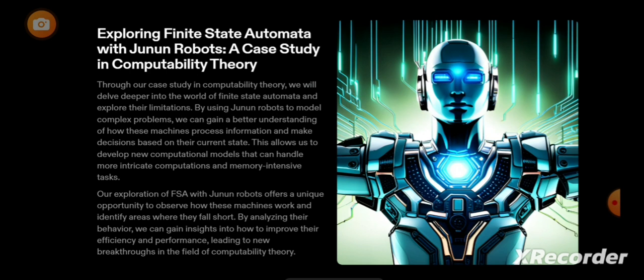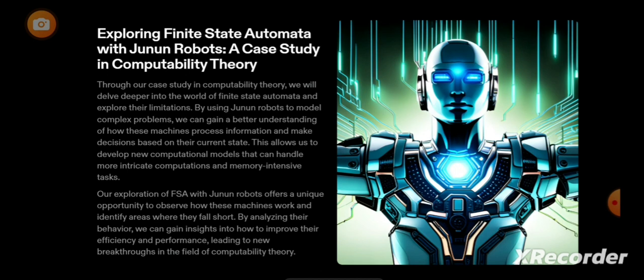Now, exploring finite state automata with Juno robots. Through our case study in computation theory, we can delve into the world of finite state automata and explore their limits. By using Juno robots to model complex problems, we can gain a better understanding of how machines process information and make decisions based on their current state. This can also help develop new computation models that can handle more computation and memory tasks.